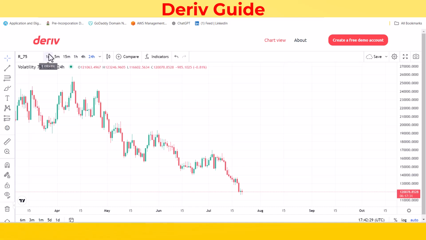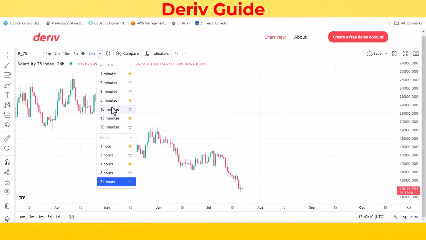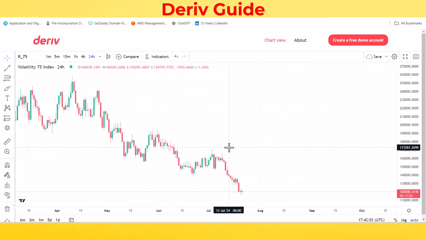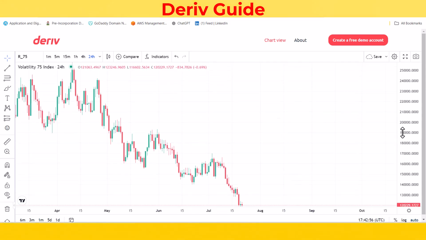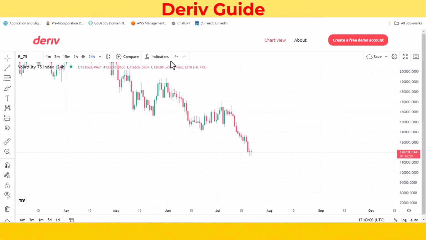This is the tab for the time frames: 1 minute, 5 minutes, 15 minutes, 1 hour, 4 hours, 24 hours. You can use the drop down here to see everything. These are the few that I added to my favorite. So we're using the candlesticks, and I'm going to be adding some indicators to help me with my analysis. Actually, just 2 indicators that I use often. The rest are drawing tools.